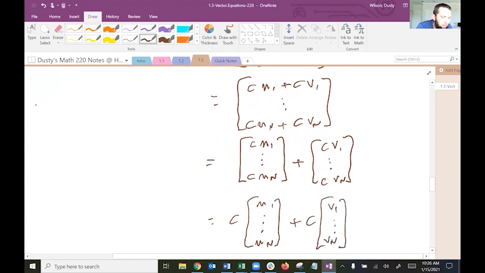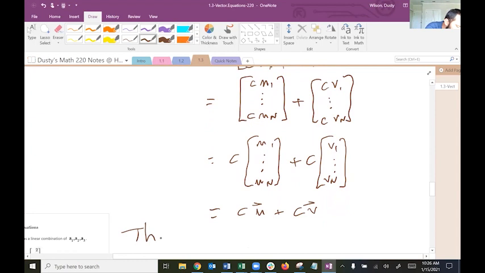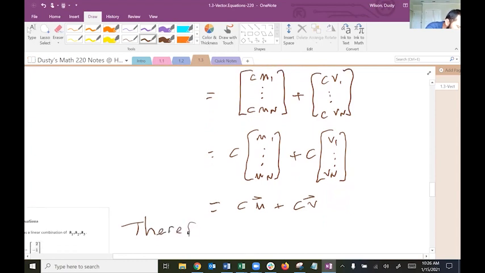And we're just about there. Good news. This is equal to Cu plus Cv. Are we done? We need to say therefore. Exactly. Thank you, Megumi. So therefore we have our C of U plus V equals Cu plus Cv.